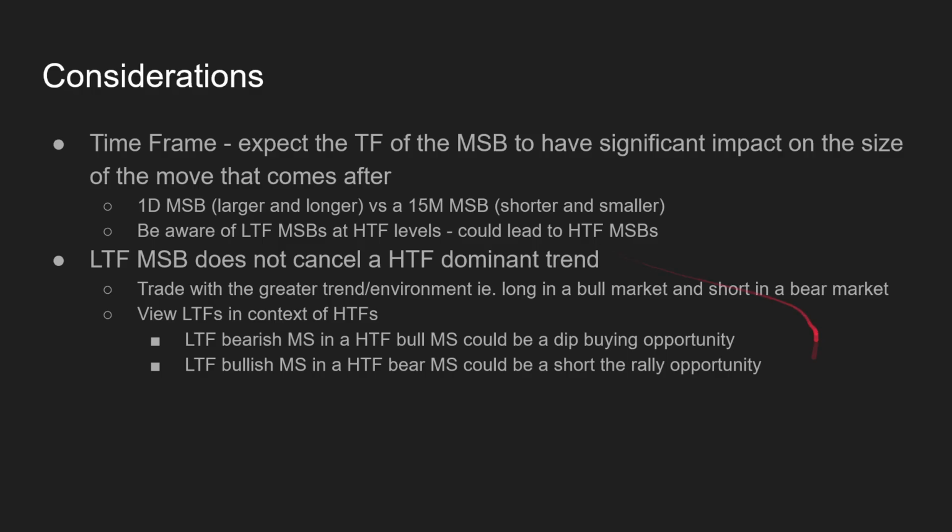So let's say there's some sort of bullish market structure on the 1 hour, but the higher time frame daily is really down. It's a bear market. It's a downtrend. That could be an opportunity to short the peaks of those lower time frames, especially if they are not at higher time frame levels.